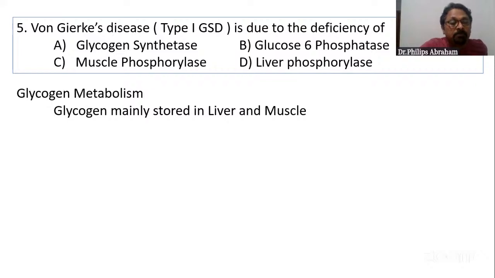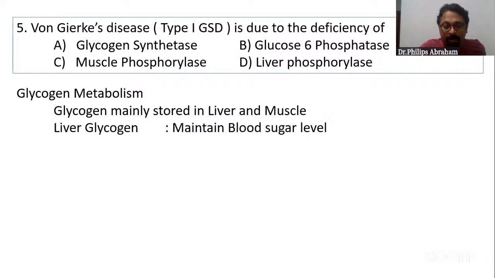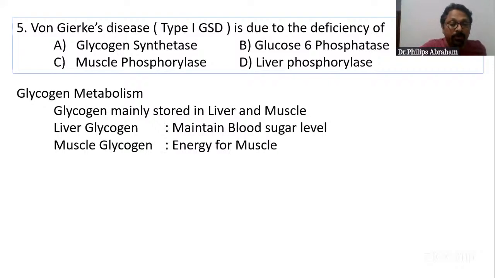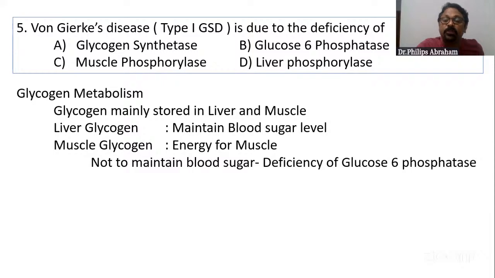Liver glycogen we use to maintain blood sugar level. But the glycogen stored in muscle is only for energy for the muscle alone. Muscle glycogen cannot be used to maintain blood sugar level. Meaning, when you catabolize the glycogen, you get glucose, but that glucose will not come out of the muscles. Otherwise, if it came out of the muscle into the blood, it could maintain the blood sugar level. Why can't it? Because of the absence of one enzyme in the muscle, glucose 6-phosphatase. That's present only in the liver, okay?